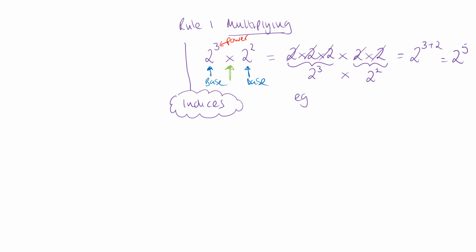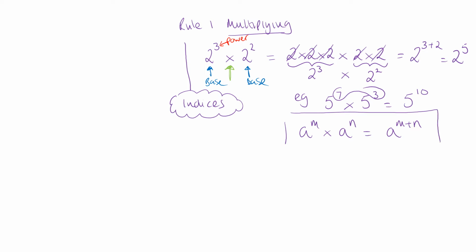So let's do another example. Say we had 5 to the 7 times 5 to the 3. All you would do is add those indices, and that would be 5 to the 10 in total. So generally, a to the m times a to the n, we add the indices. So when the numbers are the same base, you add the indices. Okay, so that is rule number 1.